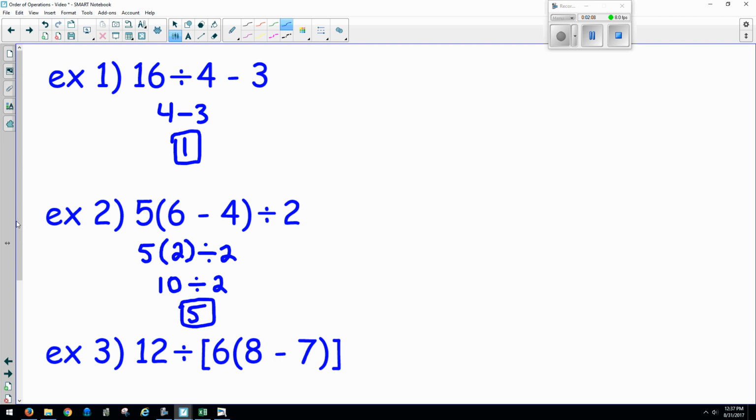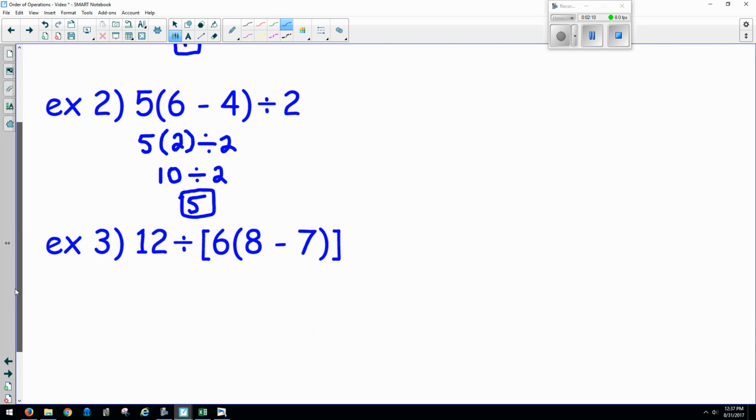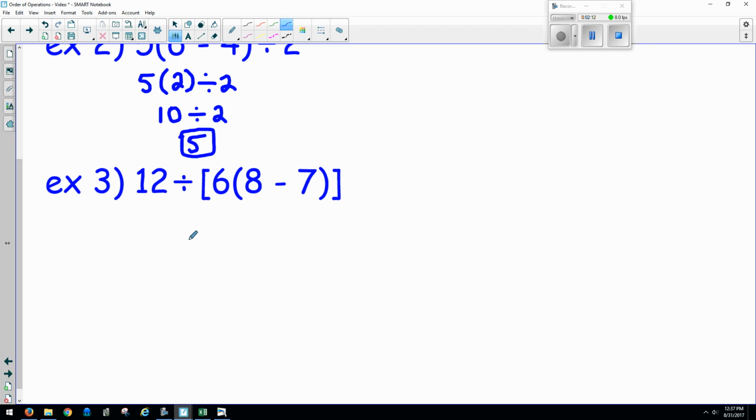The last example here, we're going to do the grouping first, and it's always best to work from the inside out. So I actually have 2 different groupings here. There's a group in the parentheses, and then I have the brackets as well. So I'm going to work from the inside out.